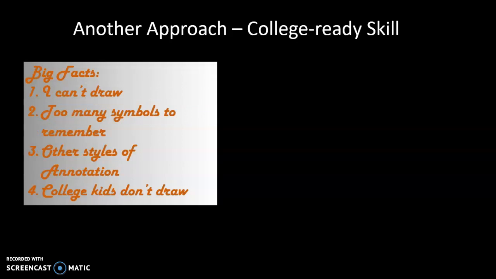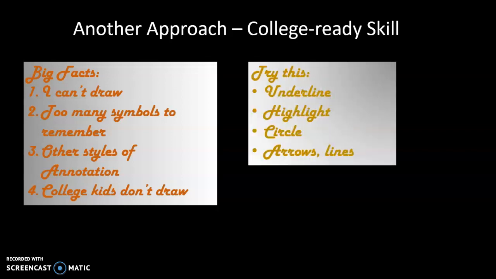I didn't want to draw those symbols, and there were just other styles that I picked up in college classes that I was taking, both as an undergrad and a grad student. So these are just strategies that I've seen and used. Just underlining, highlighting, circling, maybe making arrows or drawing lines to make connections between notes you've put in the margin and certain sections of text. So it's just an interactive way of keeping track of things while you're reading.